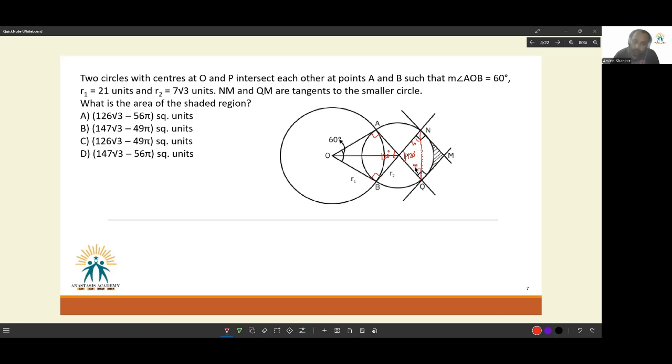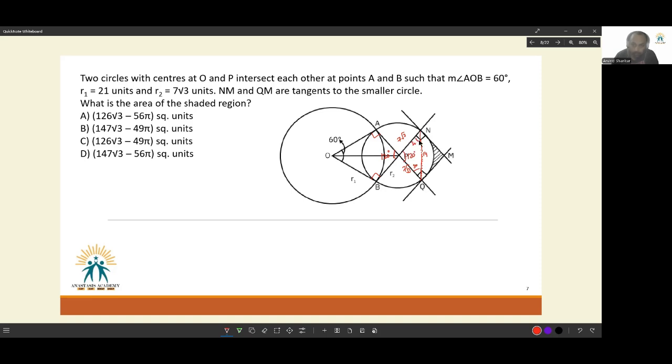This will be 30. So the ratio of the length of sides will be 1 is to root 3. We are already told this is 7 root 3. This is 7 root 3. So the length of NQ will be 14.